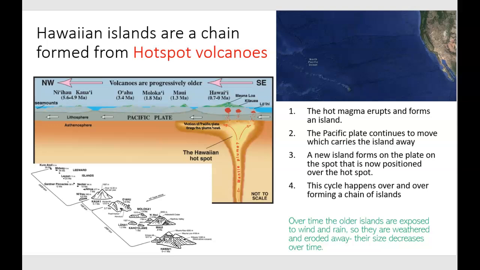Hi everyone, welcome. We're going to be looking at our Unit 2 lab today. That's from Lesson 2.9, and it's about the island chain of Hawaii. So it's called Island Chain Formation, Lab 2.9.